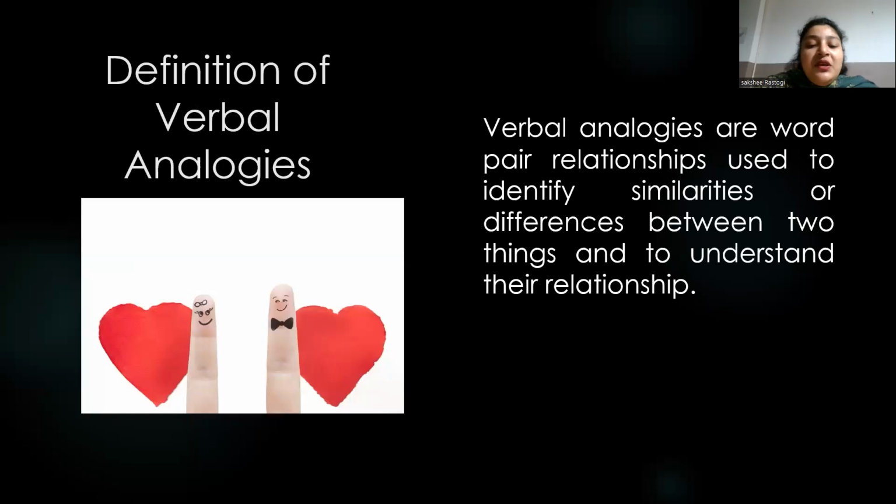Verbal analogies can be used to develop critical thinking and problem-solving skills, and improve vocabulary and language skills. They also enhance logical reasoning and analytical skills, prepare you for standardized tests and assessments, and improve communication and interpersonal skills. Verbal analogies are a powerful tool for building cognitive skills and can be applied in various areas of life, including education, career development, and personal growth.